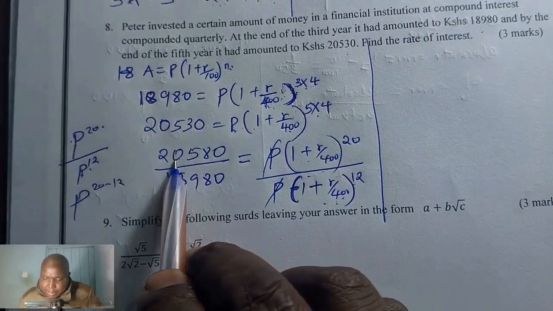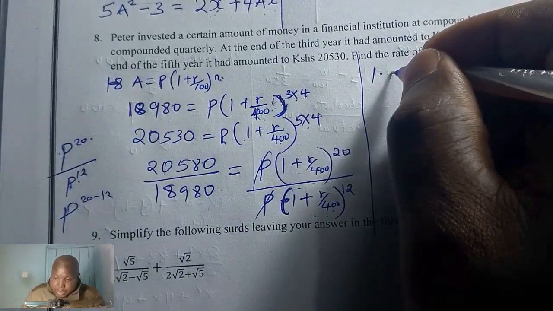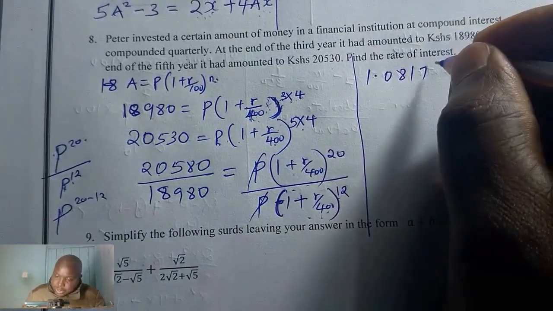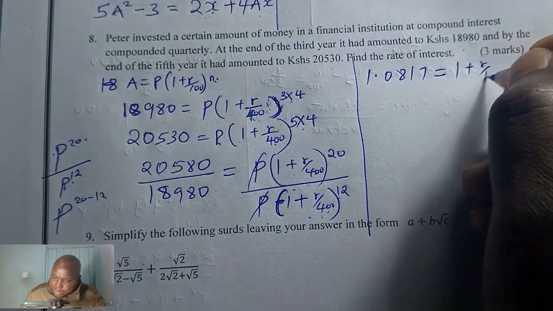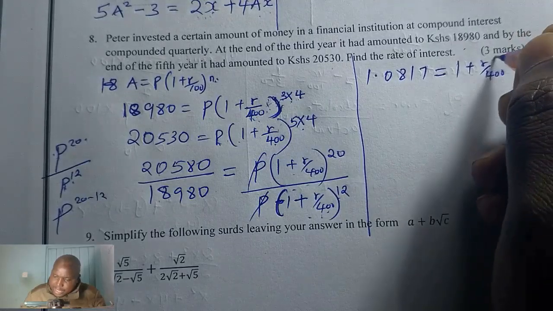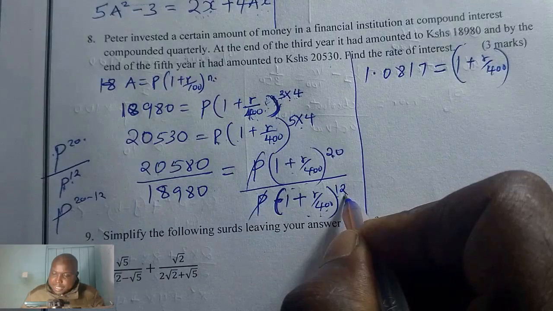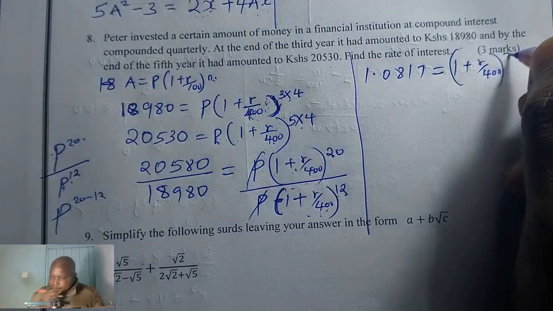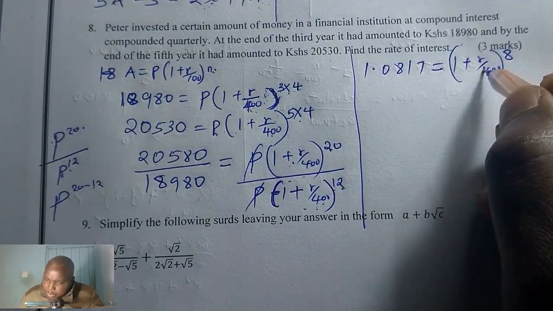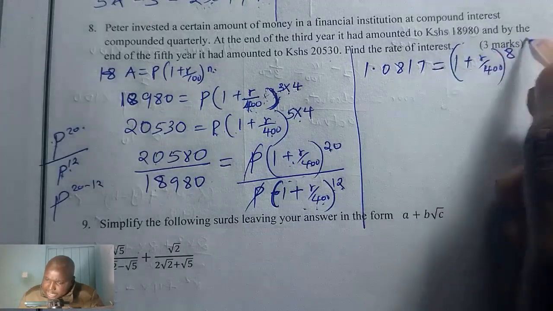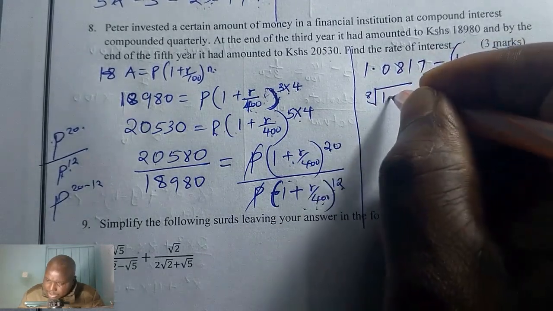20, 580 divided by this, the answer is going to be 1.0817, which is equal to take one base, which is 1 plus r over 400, and then this 20 minus 12, because we are dealing with the powers, the bases are the same. It's going to be 8. Now to get r, you 8th root both sides. So we get the 8th root of 1.0817.